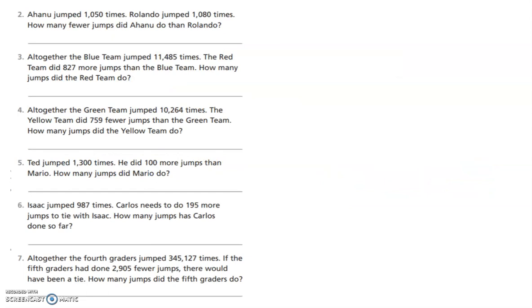I'm going to only do a couple of these, so I'm going to just jump right in with number 2. I like to do the easy ones to make you guys do all the hard ones instead.